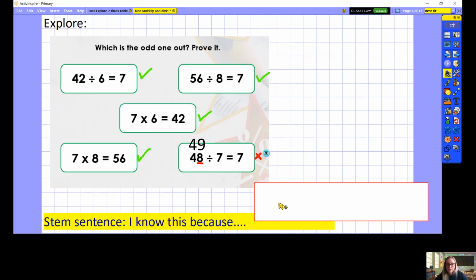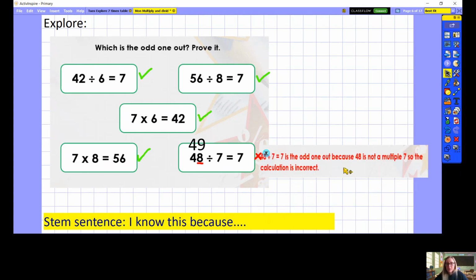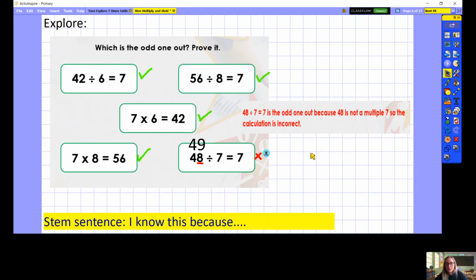I know this because 48 is not a multiple of 7. It is not in the 7 times table. So the calculation is incorrect. So that's something like you should have written there. So well done if you noticed that one.